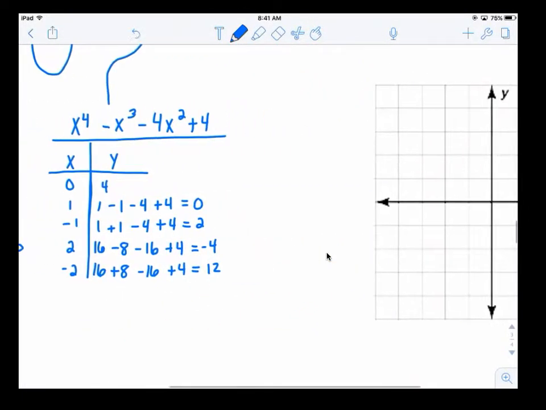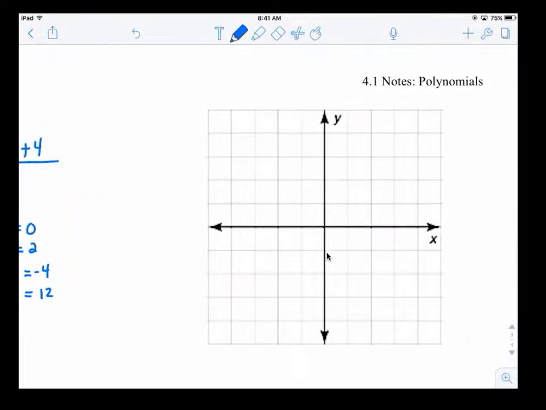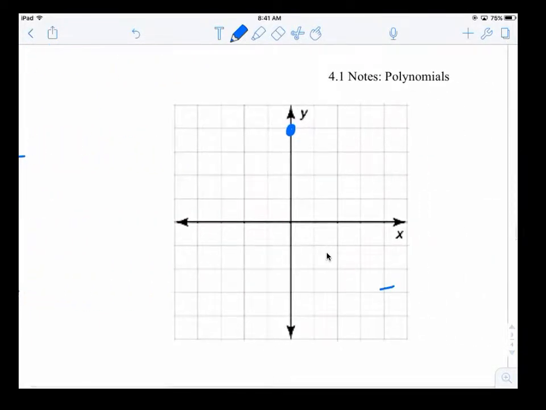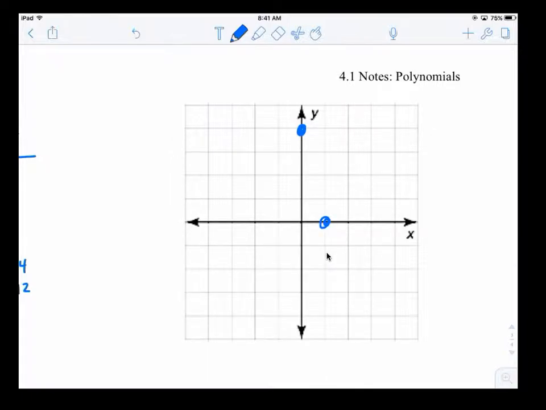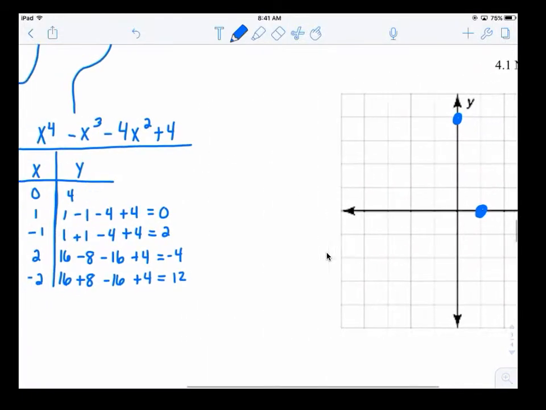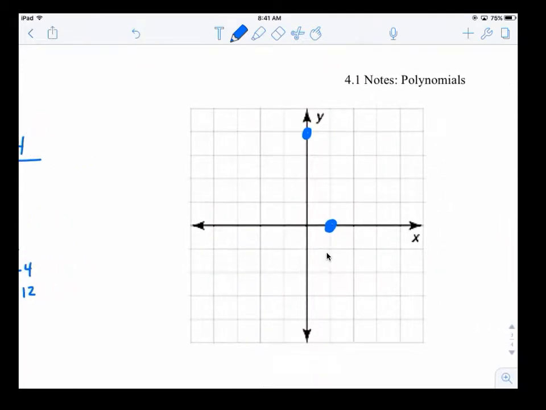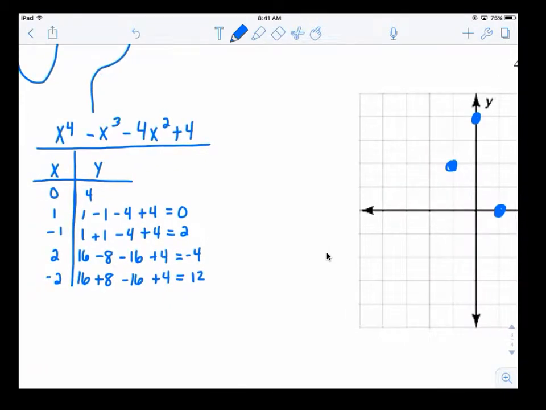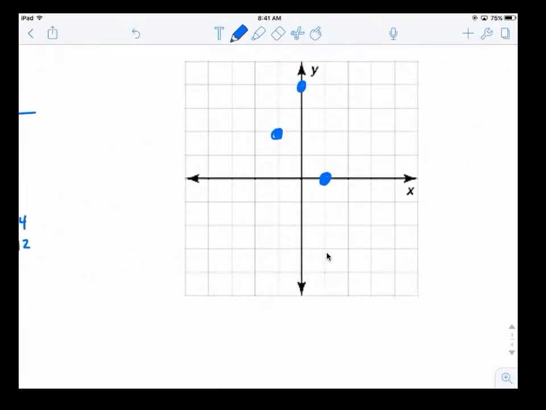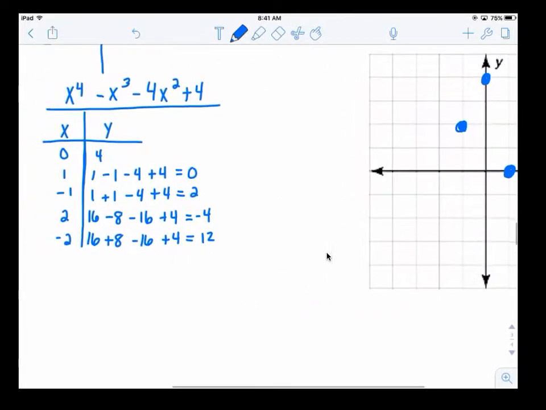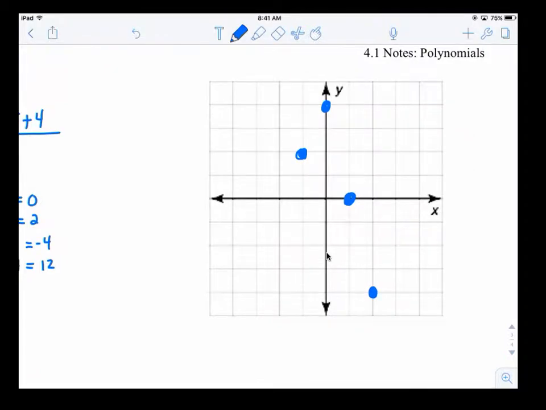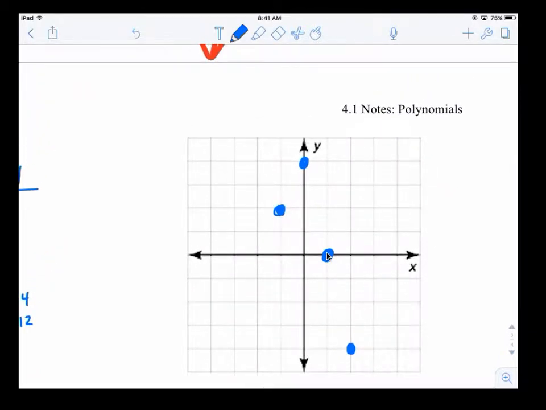All right, so let's see if we can put those points on. So we have 0, 4. And then we have 1, 0. And we have -1, 2. I got 2, -4. And then -2, 12. Just kind of like up here.